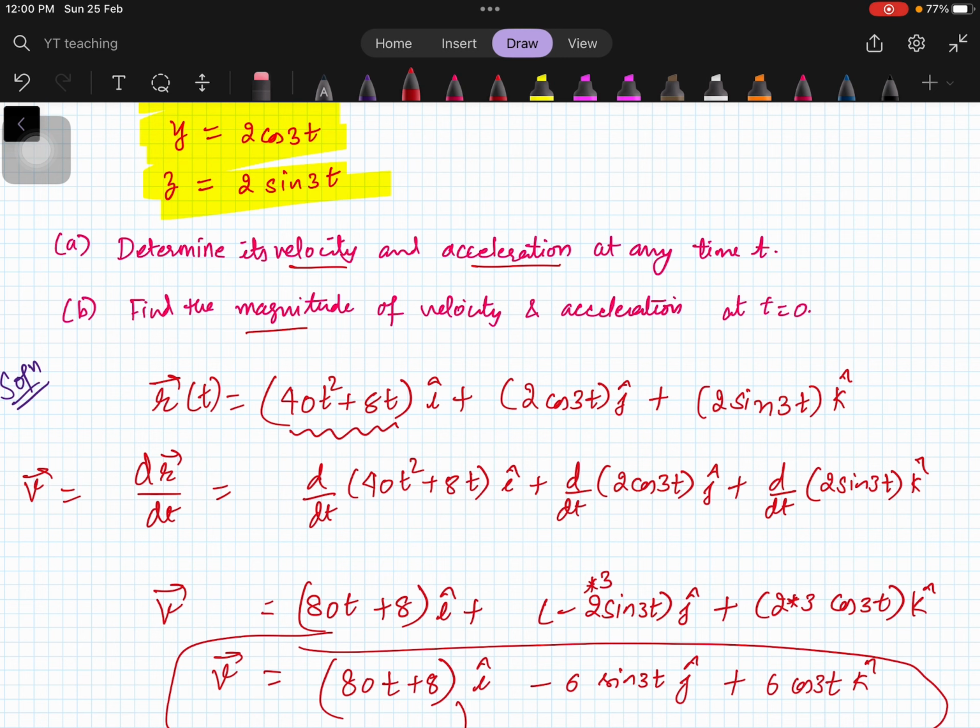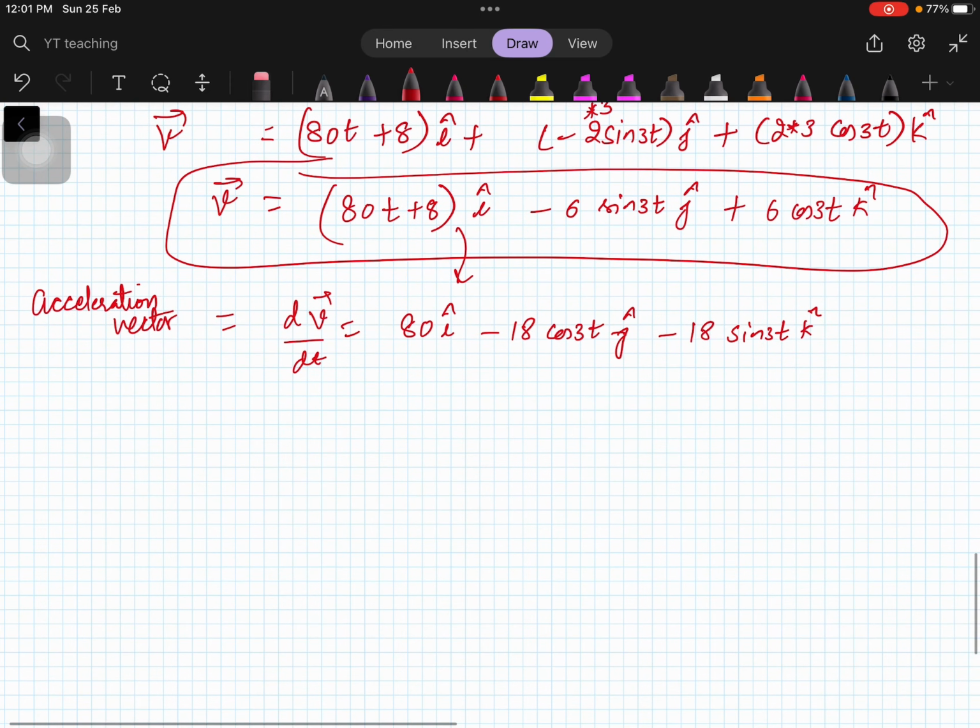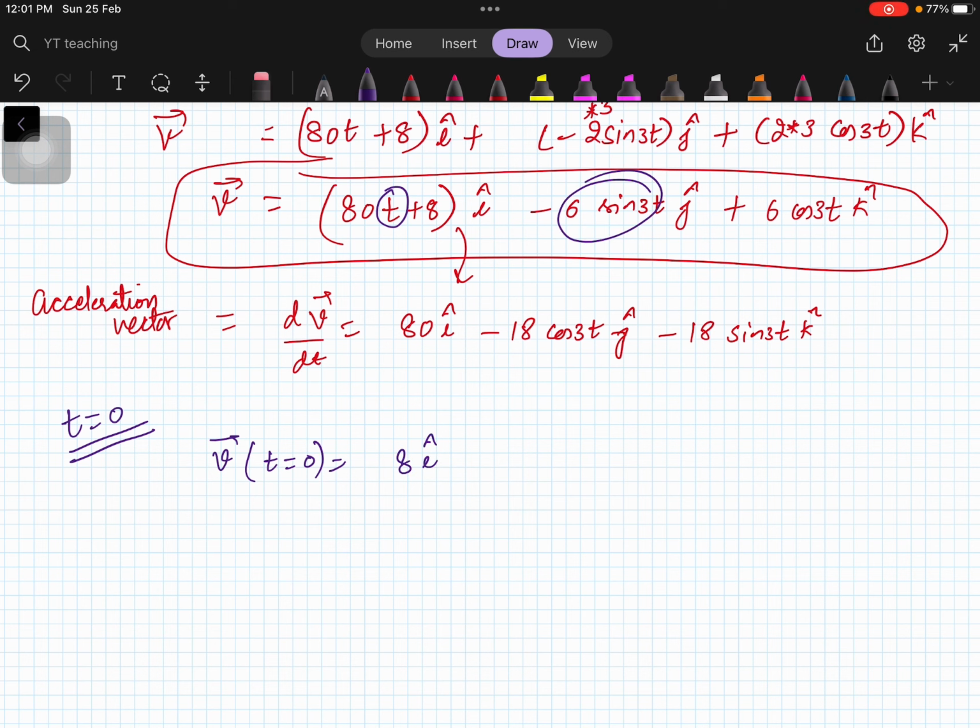Now find the magnitude of the velocity and acceleration at t equal to 0. How are you going to do that? At t equal to 0, I'll just put t equal to 0 in my velocity vector. If you put 0 here, it's gone, so you'll get 8i, 0 here, it's gone, plus 6k cap. And then your acceleration vector at t equal to 0 is 80i cap, minus 18j cap, and this is 0.